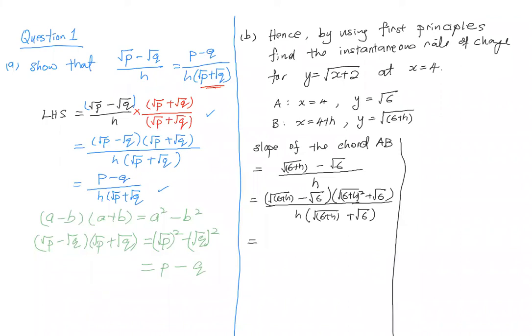Okay. So can you please tell me what is the result of the expansion on top? Can you fill in the blank for the two brackets? The square root of 6 plus h minus square root of 6.